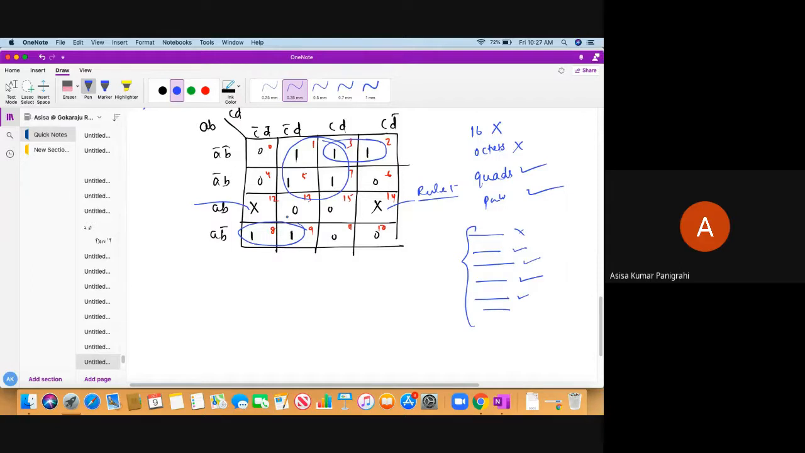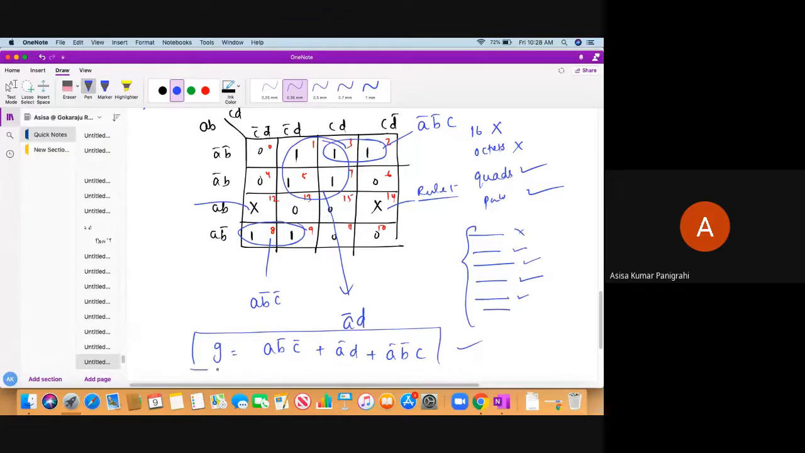Okay, so next, how will the combination be for this? What is the common term? The common is A bar and D. For this, the common is A, B bar, C bar. For this, the common is A bar, B bar, C. Okay, so I have finally got G, which is the minimized version: A, B bar, C bar, plus A bar, D, plus A bar, B bar, C. Then you can realize it in other ways.